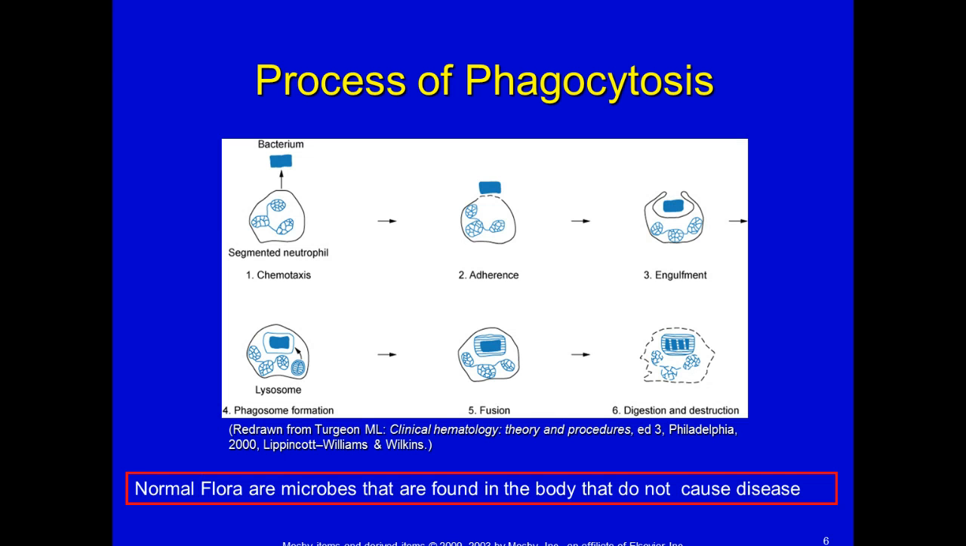Here's what it actually looks like. First you have a bacteria. Through chemotaxis, the neutrophil is attracted to the bacteria. It then adheres and becomes engulfed. It then becomes a phagosome inside the cell. It all fuses together, and then it's digested and destroyed. It's important to make note that this really should only happen with foreign organisms. We do have normal flora in our body, which are microbes that do not cause disease.